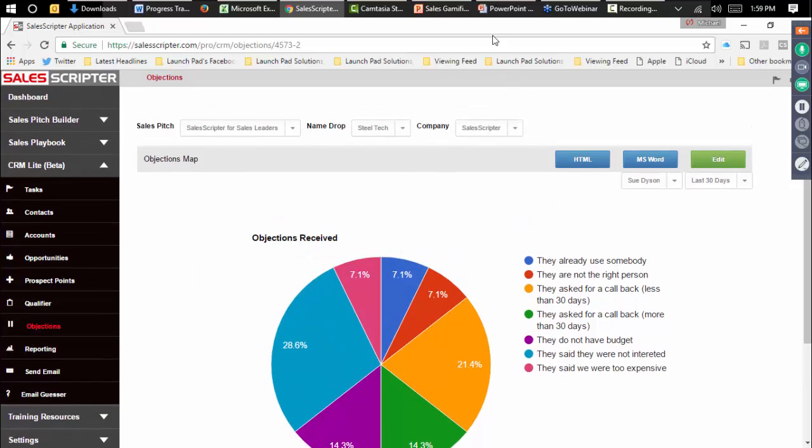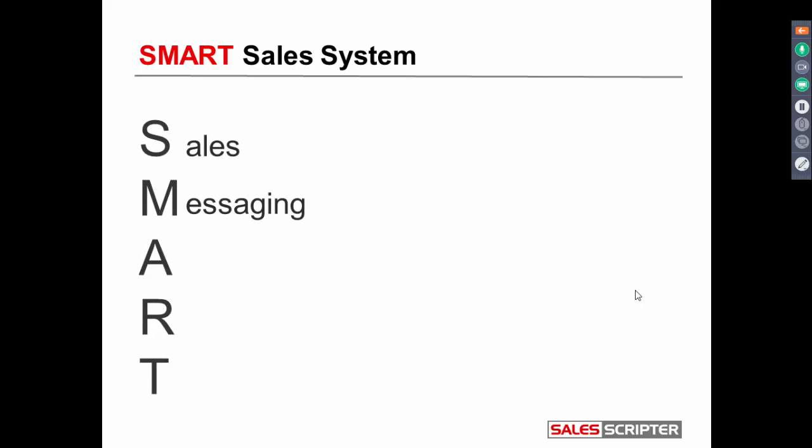So anyways, that's all I'm going to share with you on those 3 examples. I'm giving you 2 free examples that you can maybe build on or take something from, and then there's Sales Scripter, which, just to wrap up, is part of our SMART sales system.